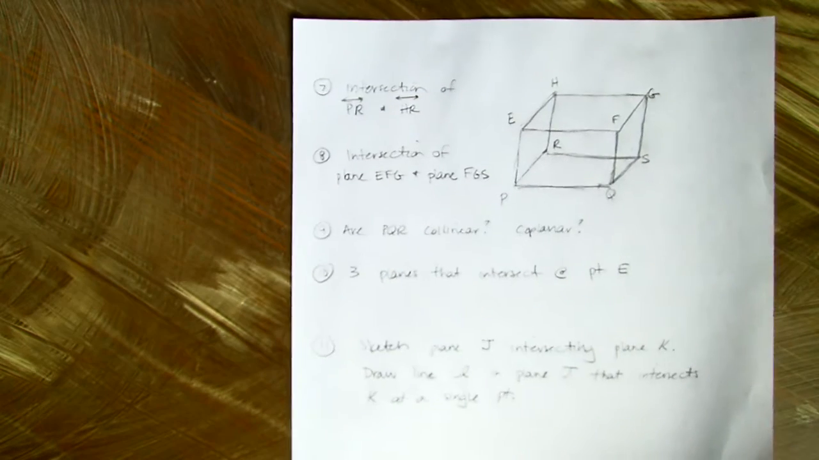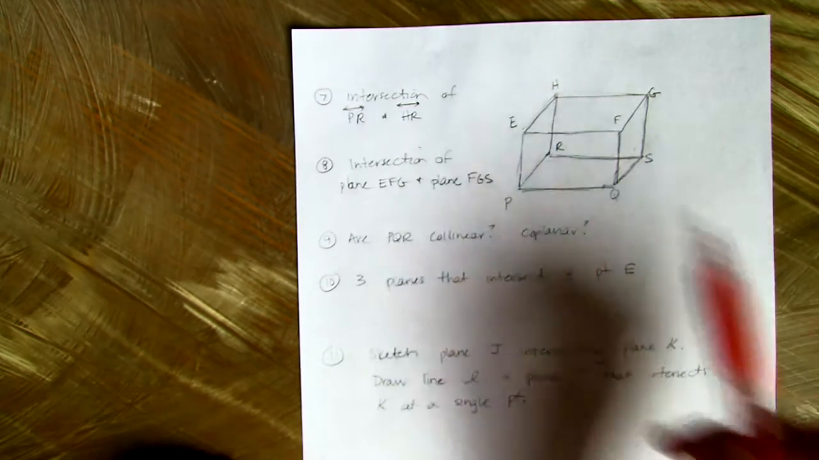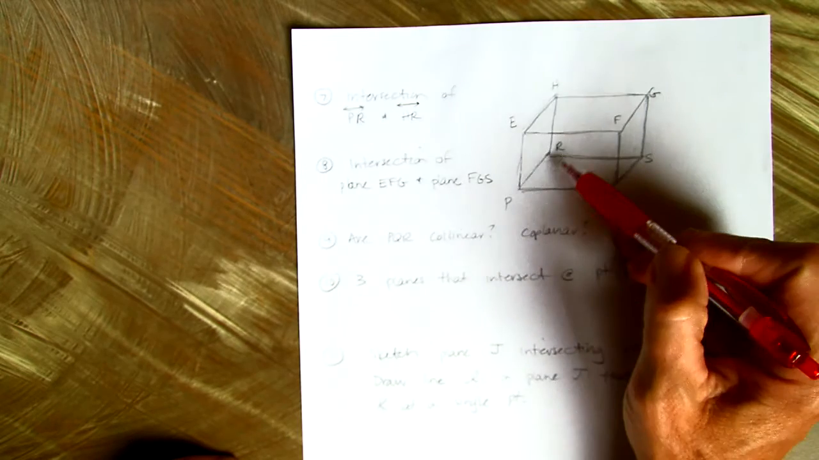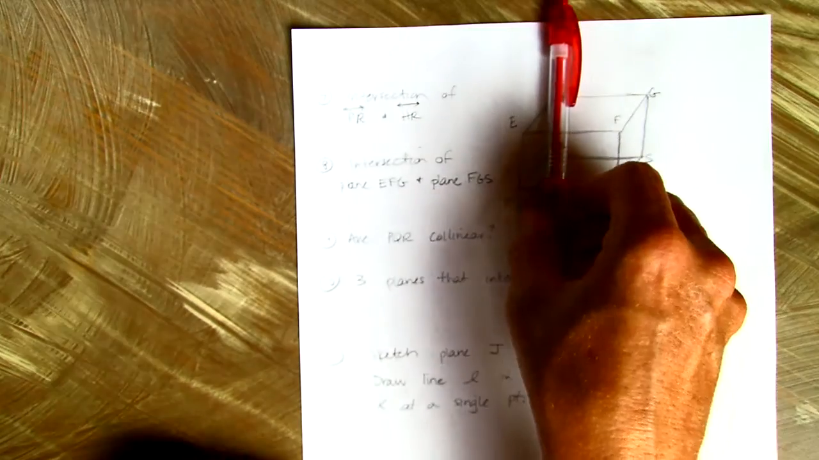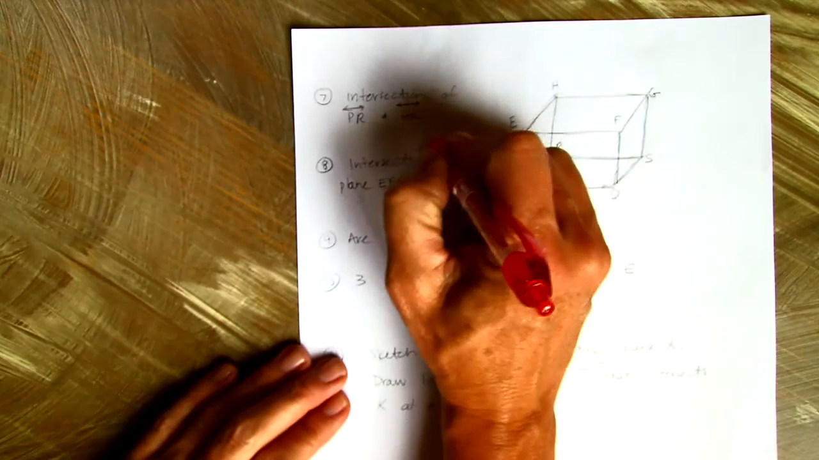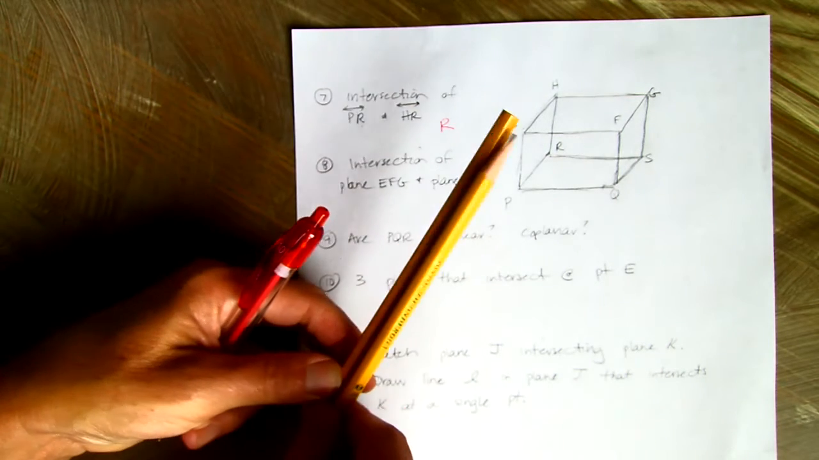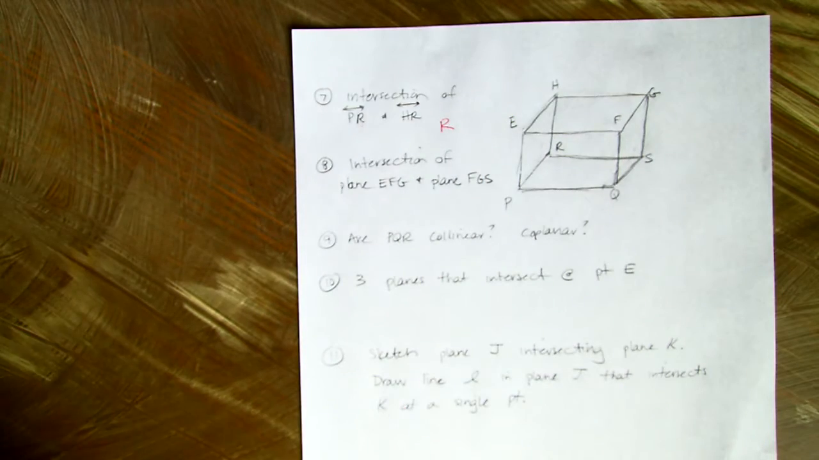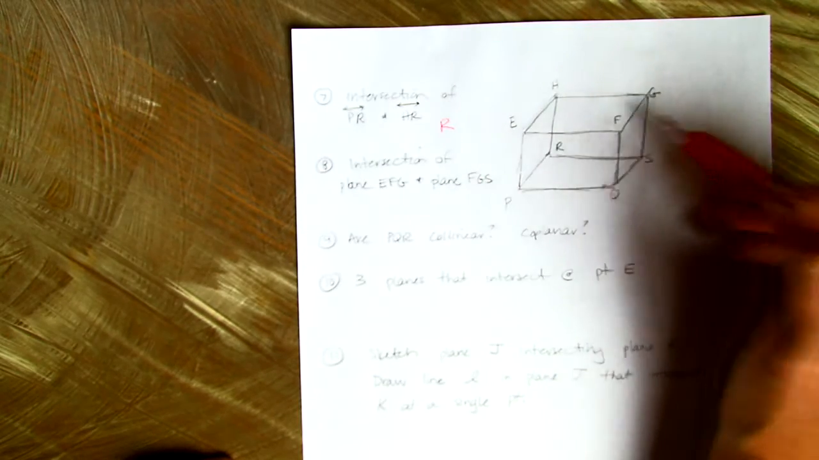Some other things, the problems might be slightly different on your practice, but same concept. So if I have two lines, PR and HR, where are they intersecting? HR and PR are intersecting in point R. The intersection of two lines is a point. Or if they're the same line, they have an infinite number of intersections. How about the intersection of plane EFG? That's sort of the top of this block.